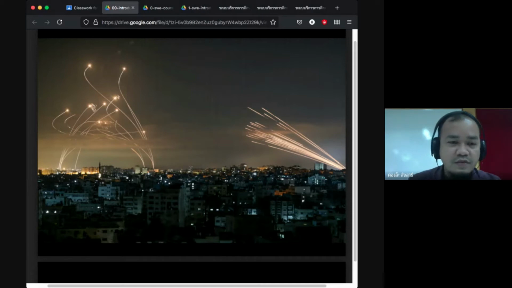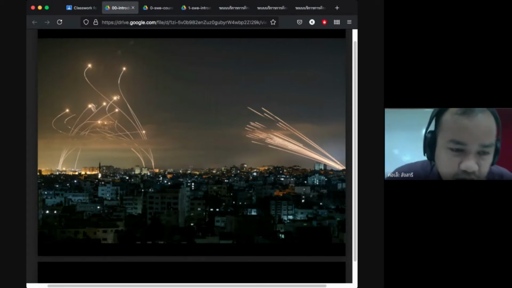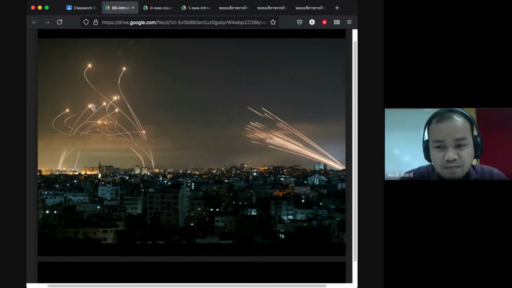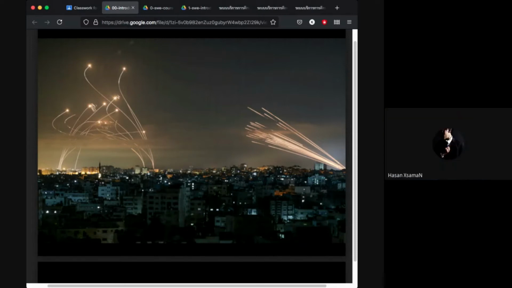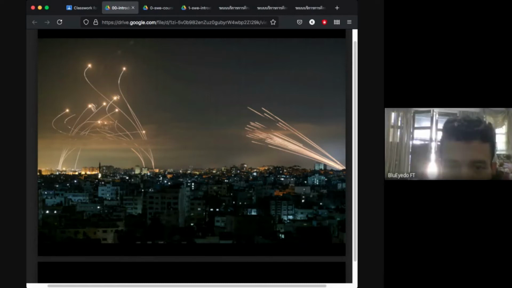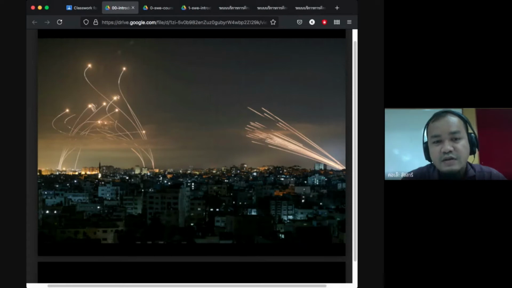Which side? For example, this one we have two sides, right? The strength side is one side, and then we have flexible light, and some kind of rocket or missile, right? It's launching. Which side is Palestine, and which side is Israel? The right one is Israel, and the left one is Palestine. The right side is Palestine, and the left side is Israel, right?